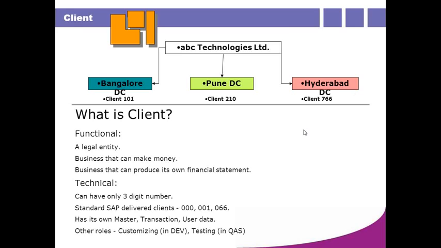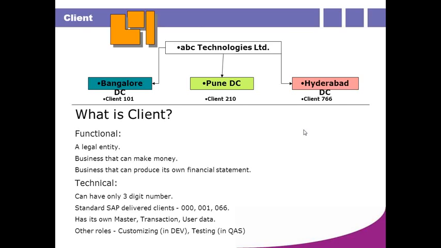As you are seeing in this picture, I have a company, ABC Technologies. It is spread across three locations: Bangalore, Pune and Hyderabad. For these three locations, my database is a single database. Whatever the business, spread across multiple locations, the database is a single database only. The Bangalore data coming into the system through the Bangalore team goes into the same database, and Pune the same database, Hyderabad the same database.